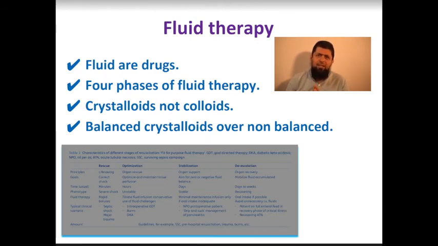stabilization, and de-escalation. For rescue, the aim is to correct the shock. Then we should optimize and monitor tissue perfusion for the optimization phase. Then for the stabilization phase, we are aiming for zero or negative fluid balance. Then de-escalation, aiming to mobilize the fluids accumulated during the illness. We'll use crystalloids, not colloids, and balanced crystalloids are favored over non-balanced crystalloids.